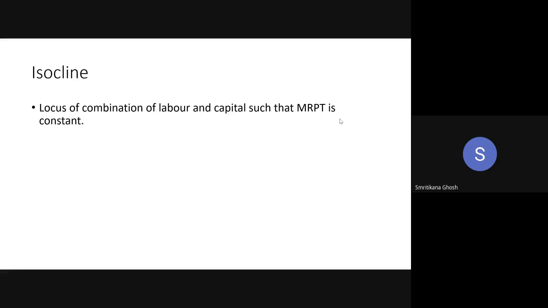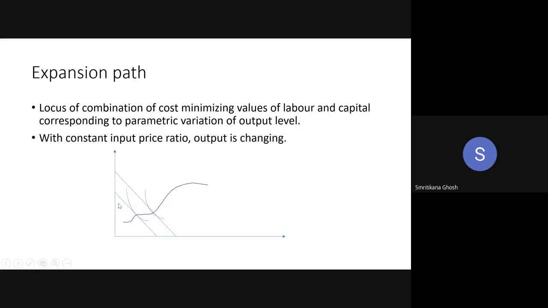Now look, I'm going back to my diagram. Look at this. Actually, this diagram is a bit hazy. The lines are not so thick as it is generally. There are two isoquants, right? There are two isoquants in my diagram.